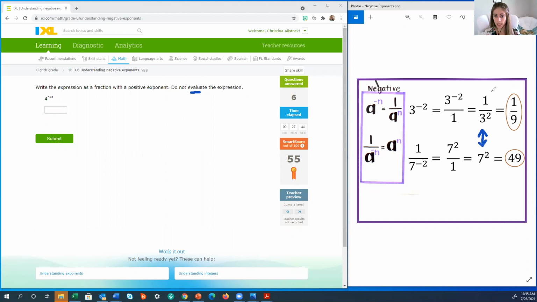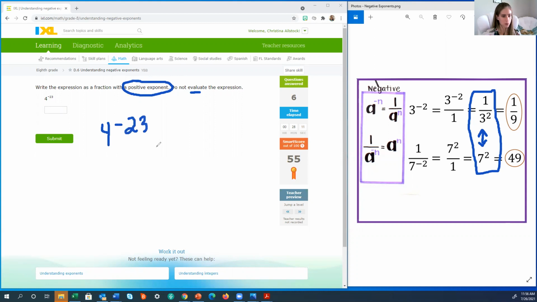So it'll look like one of these two. And that's important to distinguish because I don't want you guys to use your calculator and evaluate this and get it wrong. So we're going to make sure that we rewrite it with a positive exponent, and then we'll leave it in exponential form. Okay, 4 to the negative 23rd power.